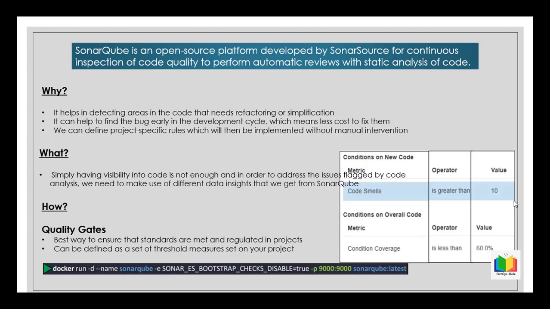Again, this is a scenario wherein we'll be integrating Sonar break in between, and we'll be making sure that we create our own quality gates. We will not use the default one. We'll create our own custom quality gates and define our own quality rules. If you see the right hand side, we have the metrics. If the code smell count is greater than 10, then your pipeline will break. If you see the other metrics, conditional coverage, if it's less than 60%, then your pipeline will break.